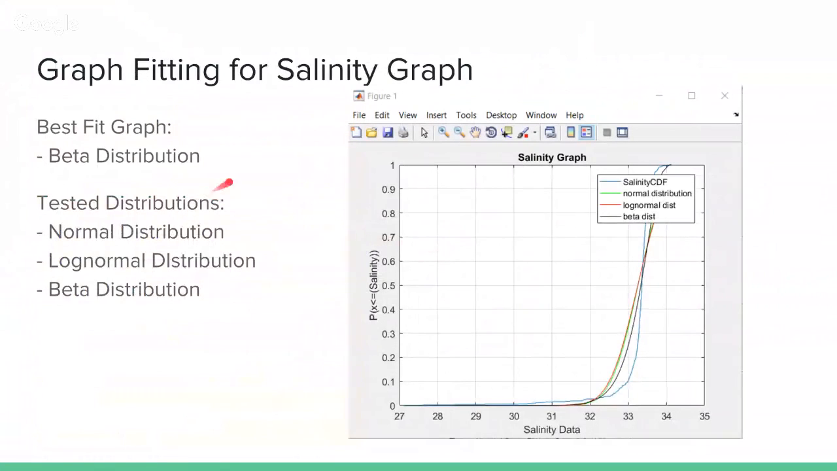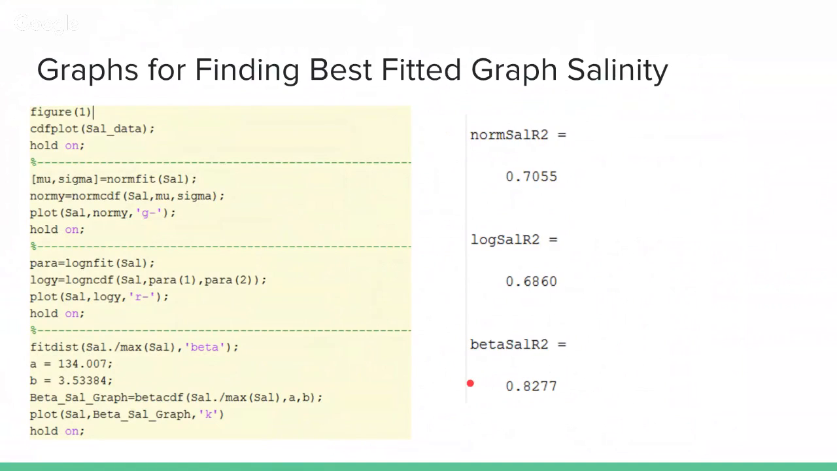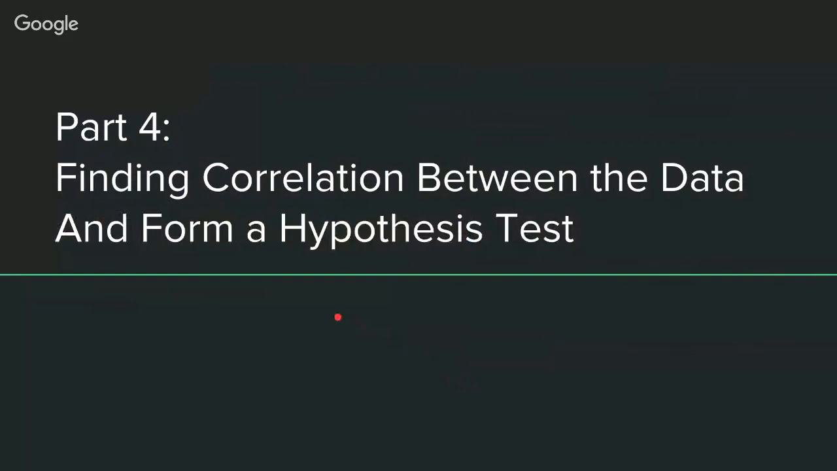Next, we have our salinity here. We have our salinity CDF with some more analytical graphs on here. If you look at this dark black line, this is our beta distribution. That ended up being the best fit to our salinity CDF. So if you look again, MATLAB code for the different analytical graphs and our adjusted R2 values. If you look, 0.8277 for the beta, R2 adjusted, that was the closest to 1, so that ended up being the best fit there.